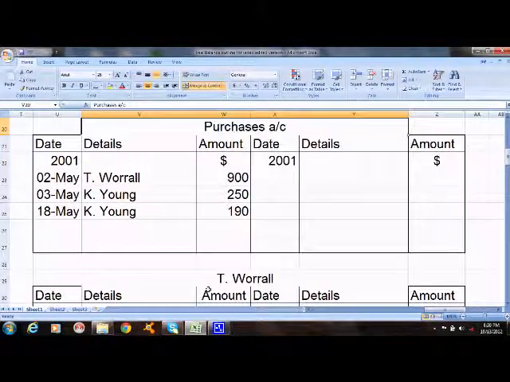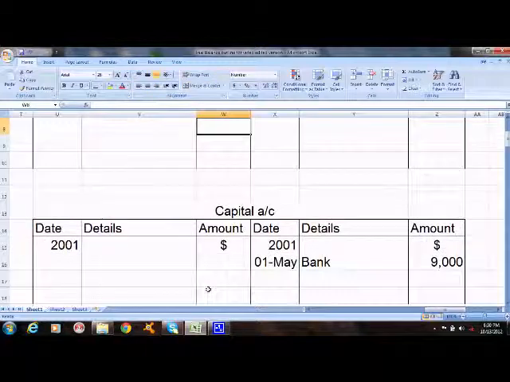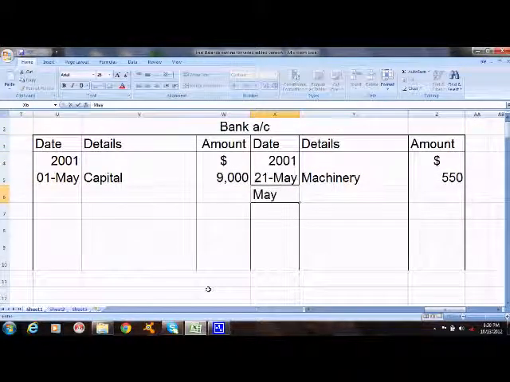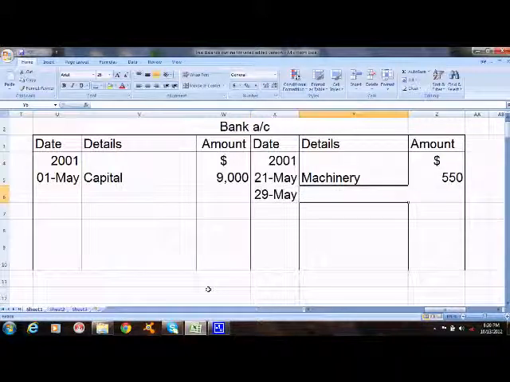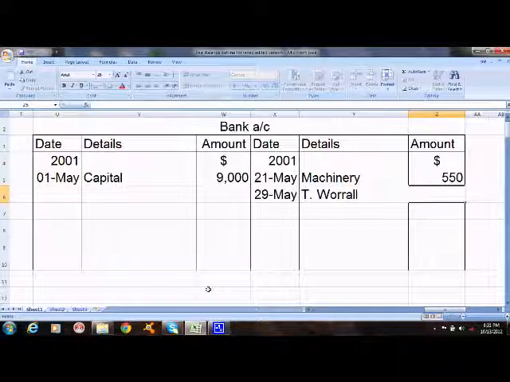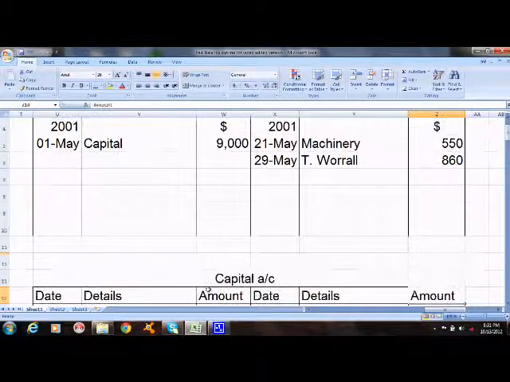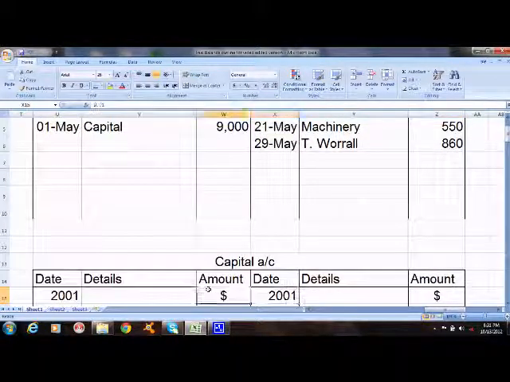Now we're going to credit bank account, May 29, T Oral. The amount is $860. Paid K Young $170 in cash. We paid K Young $170 in cash.